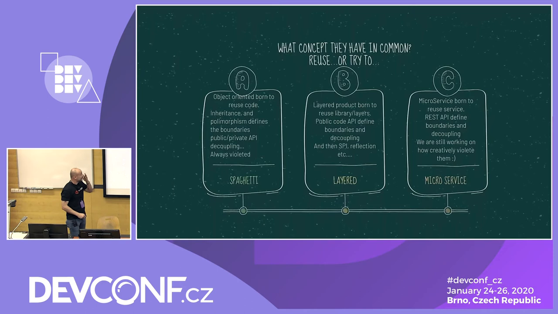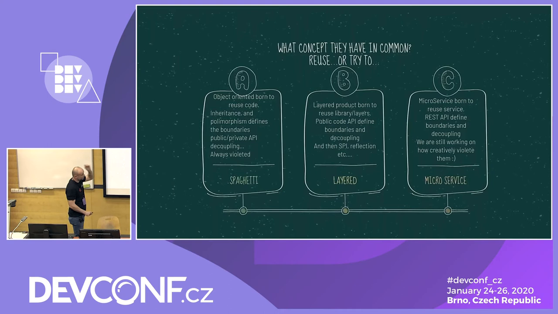So, why do I say try to reuse? Because object-oriented was born to reuse code, inheritance and polymorphism define the boundaries, private and public API define the decoupling, and always violated, always, in every manner that you can imagine. The boundaries and the reuse are violated in any object-oriented spaghetti code.